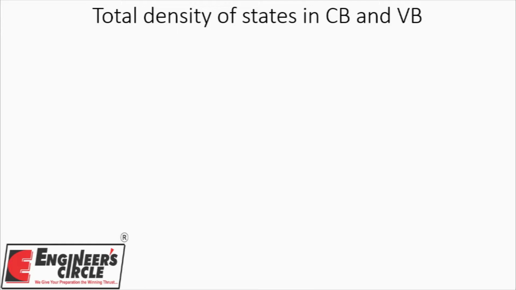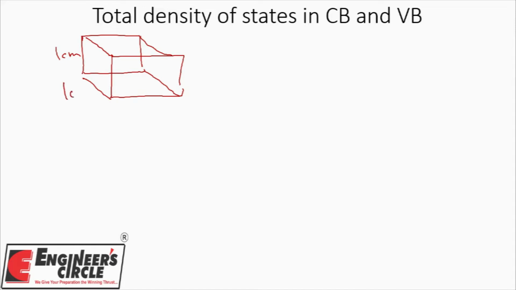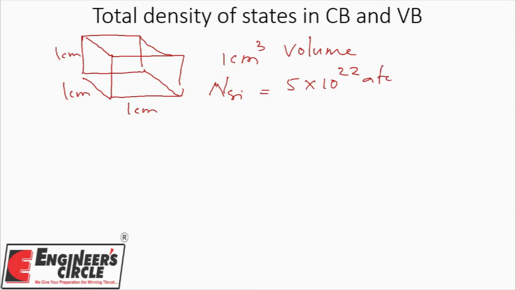So what is the total density of states in the conduction band and valence band? Consider a 1 cubic volume, 1 centimeter, 1 centimeter, 1 centimeter, a 1 centimeter cube volume. If you consider the number of silicon atoms, n silicon, we know that it is 5 multiplied by 10 to the power of 22 atoms per centimeter cube.